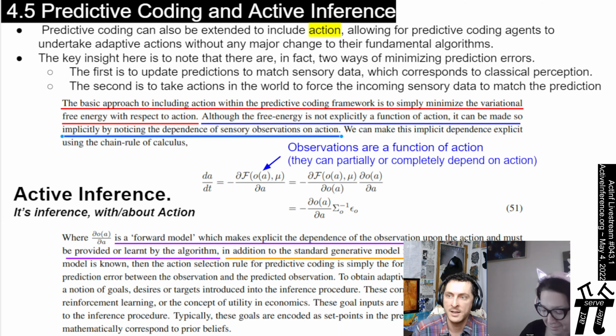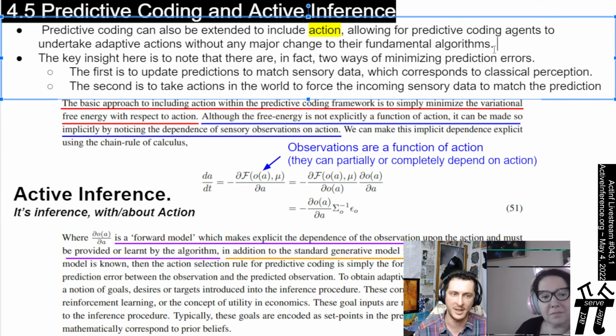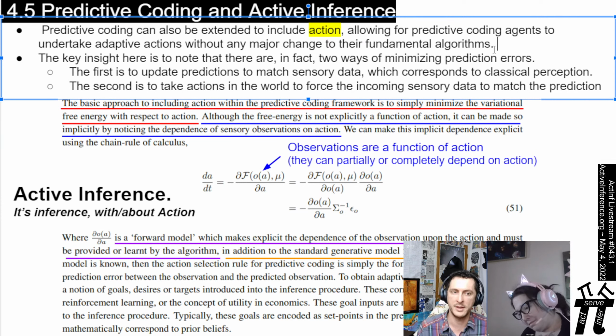And that's what they say allows for predictive coding agents to undertake adaptive actions without any major change to their fundamental algorithms. It's not like there was the temperature thermometer module, and then now there's this totally ad hoc decision-making module that's bringing in all this thing about, well, what is the reward of different temperatures? What is the reward of different thermometer observations? Rather, within this same parsimonious and first principles inference framework, we can model active inference, which is inference including action.